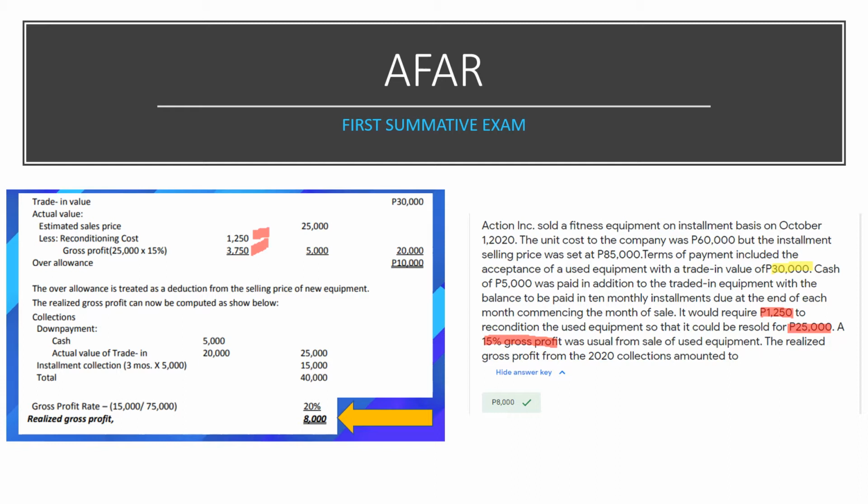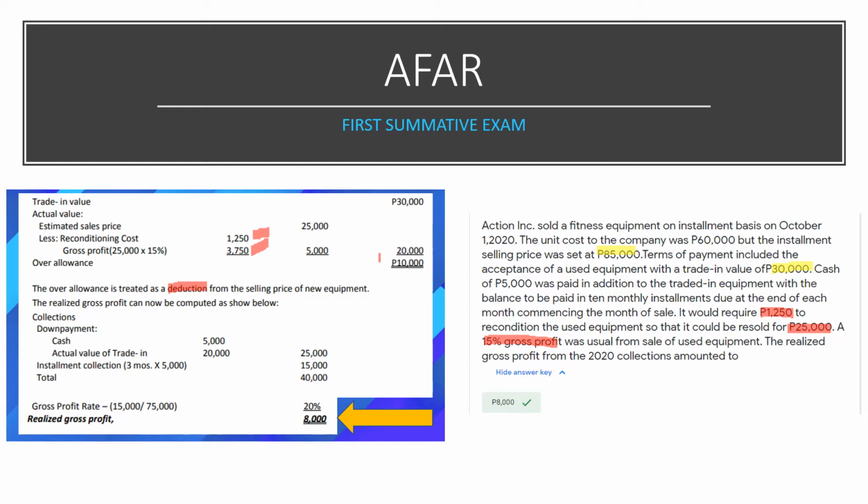So, we now have the over allowance of 10,000. Okay? So, over allowance of 10,000. Again, be reminded of what I said earlier, we deduct this from the selling price of our new equipment. The selling price of our new equipment is 85,000. So, since there is an over allowance, we subtract it, and it becomes 75,000. That is very important because we will determine the gross profit rate from it later.